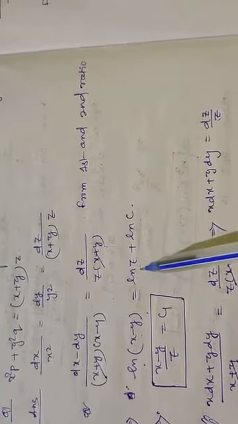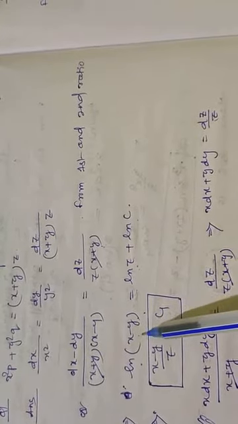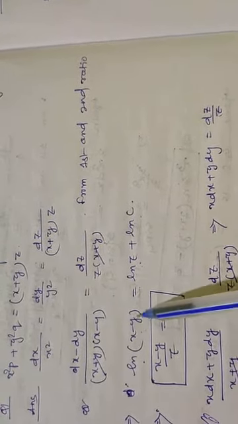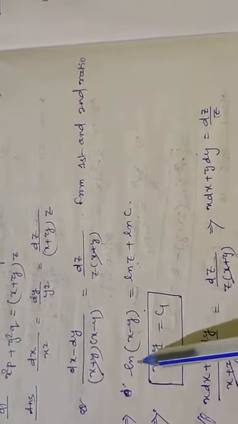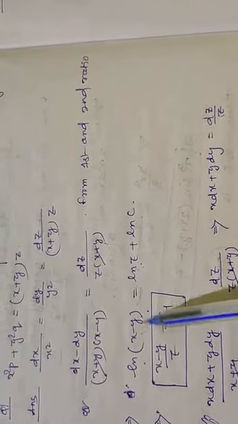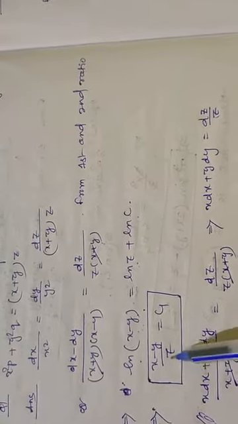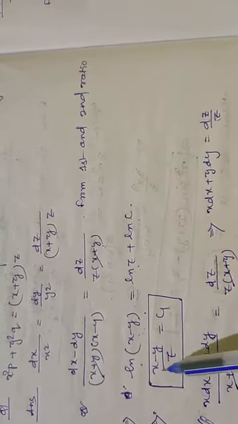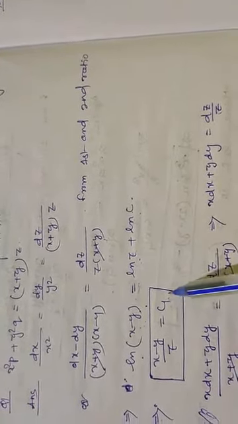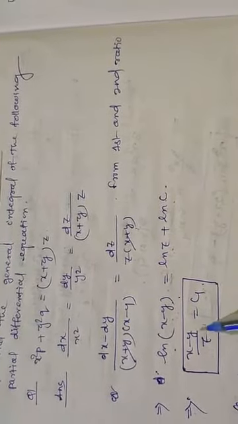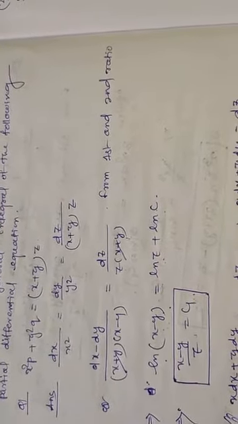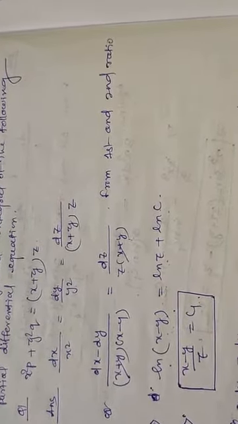plus ln c. Take ln z to the left hand side and it becomes ln(x minus y) minus ln z, which is ln((x minus y) by z) is equal to ln c, which taking exponential both sides, we get (x minus y) by z is equal to c1. So this is the first relation we obtained from the auxiliary equation.